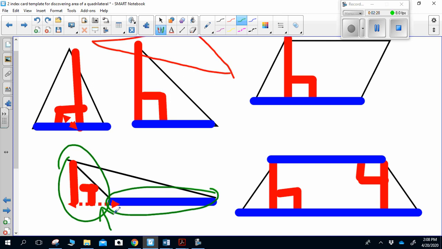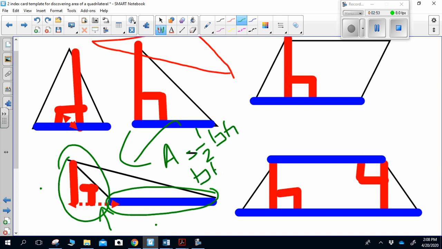So if I was going to be finding the area of this triangle that I have these green circles on, I would take the height and the base and multiply them, and then either take that answer and multiply it by half, or take that answer and divide it by 2. So for a triangle, area equals 1/2 base times height, or area equals base times height divided by 2, because multiplying by 1/2 is the same thing as dividing by 2.